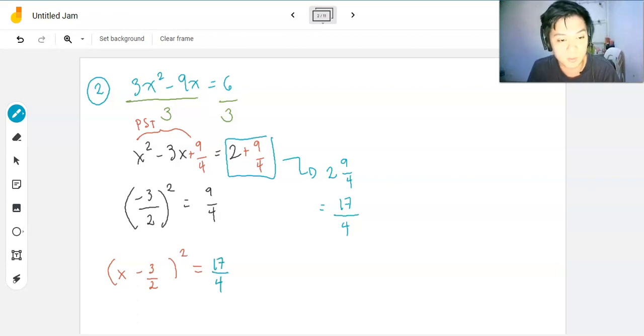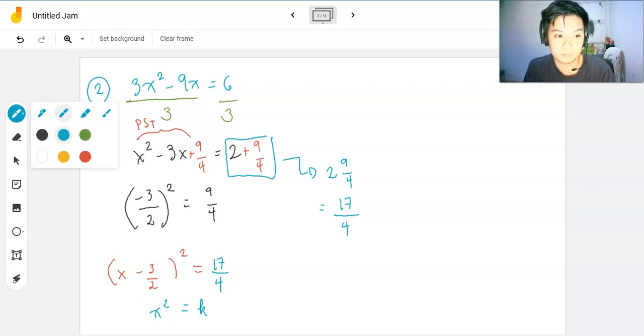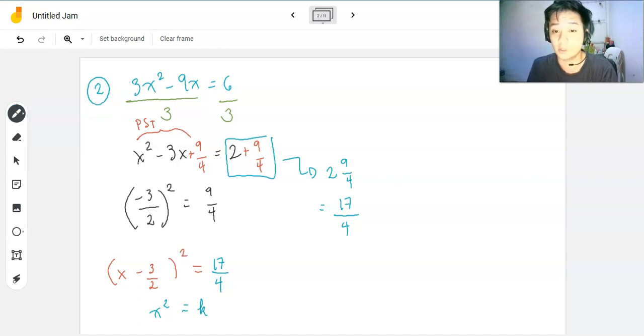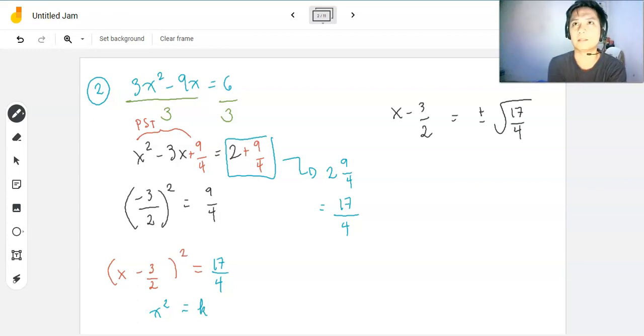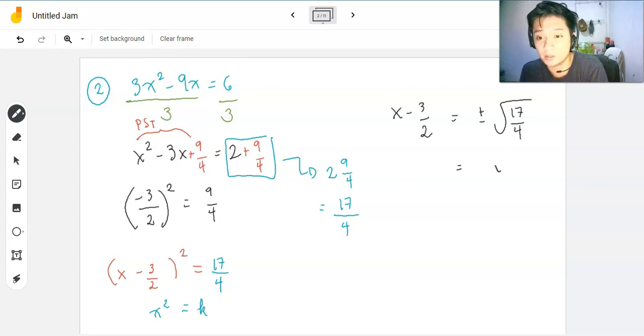And kapag ganito na ang x squared equals k, ang ating form ng equation, where x represents a binomial in this case, we can apply square root property na. Okay, which is what we apply kapag nga extracting square roots ang ginagamit nating method. So we have x minus 3 over 2 equals positive or negative square root of 17 over 4. Anong square root ng 17? So since 17 is a prime number, ang kanyang perfect square factor lang ay 1. Ibig sabihin, when we simplify square root of 17, yun lang din siya, square root of 17.